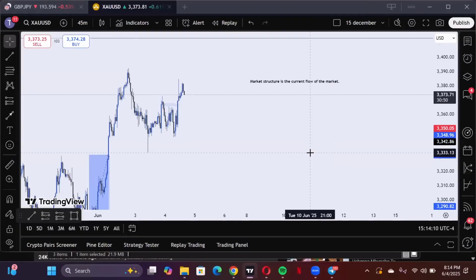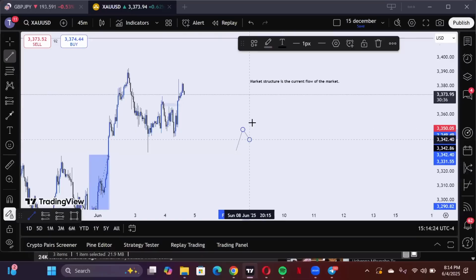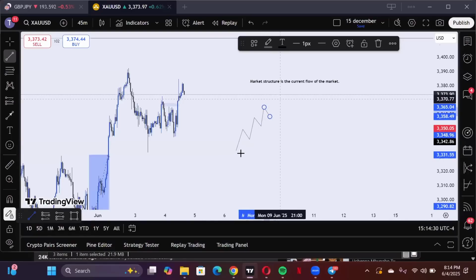So it's either market is trending to the upside, or it's trending to the downside, or market is ranging. Now, this is what it means for market to be on an uptrend. We see market making a series of what? Higher highs, then higher lows. This is what an uptrend is made up of.